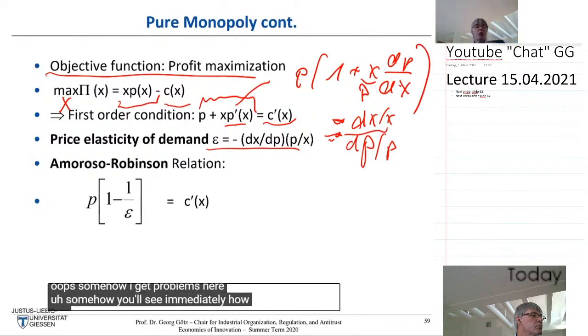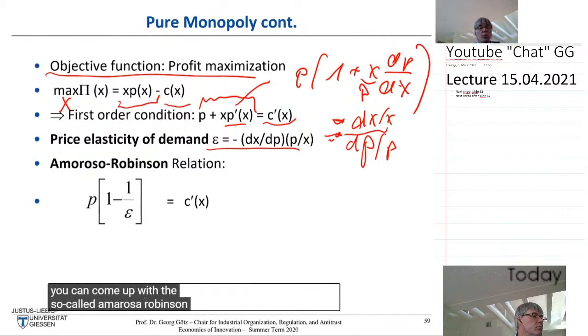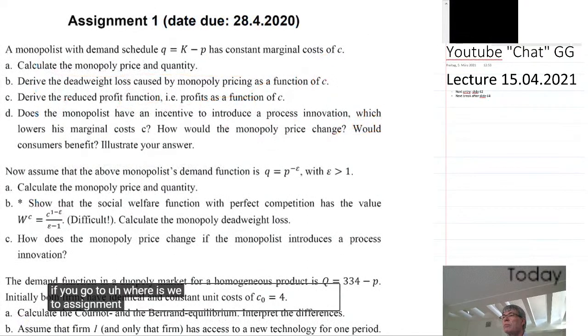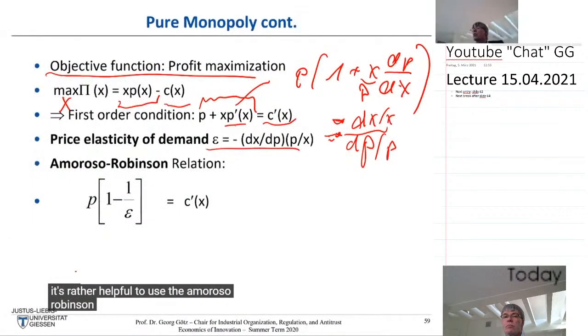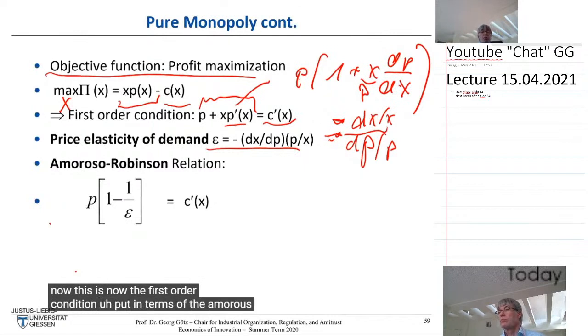Somehow you see immediately how you can come up with the so-called Amoroso-Robinson relation. This will be helpful to derive, for instance, the optimal price. If you go to assignment 1, here you have a so-called isoelastic demand curve, and what you see is, if you have such an isoelastic demand curve, it's rather helpful to use the Amoroso-Robinson relation to calculate that, because you immediately know the markup. Now, this is the first order condition put in terms of the Amoroso-Robinson relation.